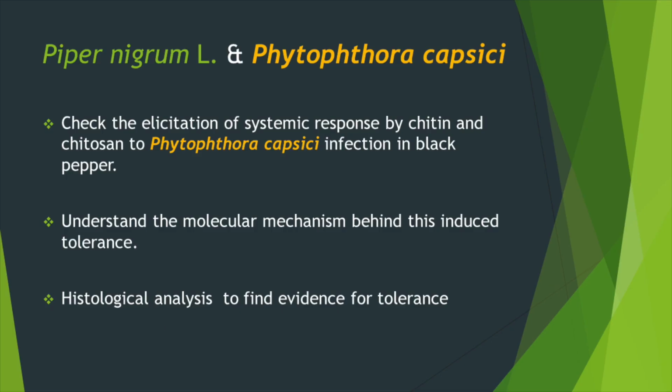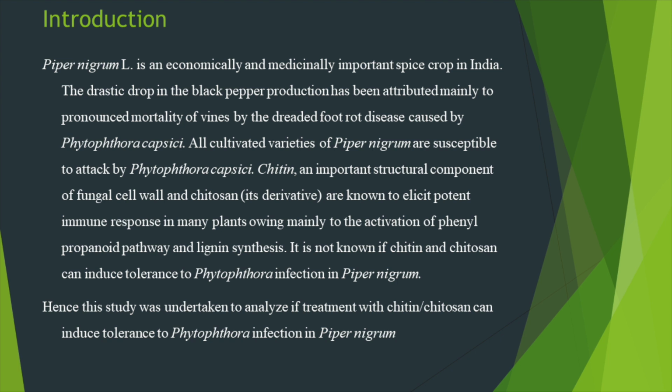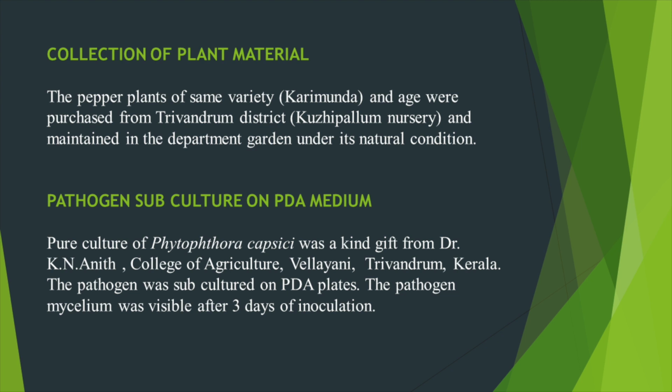So we have the black pepper, Piper nigrum, and Phytophthora capsici, which is a fungus that attacks the black pepper. Black pepper is an important cash crop for Kerala, and here we understand the mechanism of how black pepper infection by Phytophthora takes place and how we can prevent it. We collected the plant material, and we also collected the Phytophthora from the Agriculture College Vellani, and we cultured them in potato dextrose agar medium.